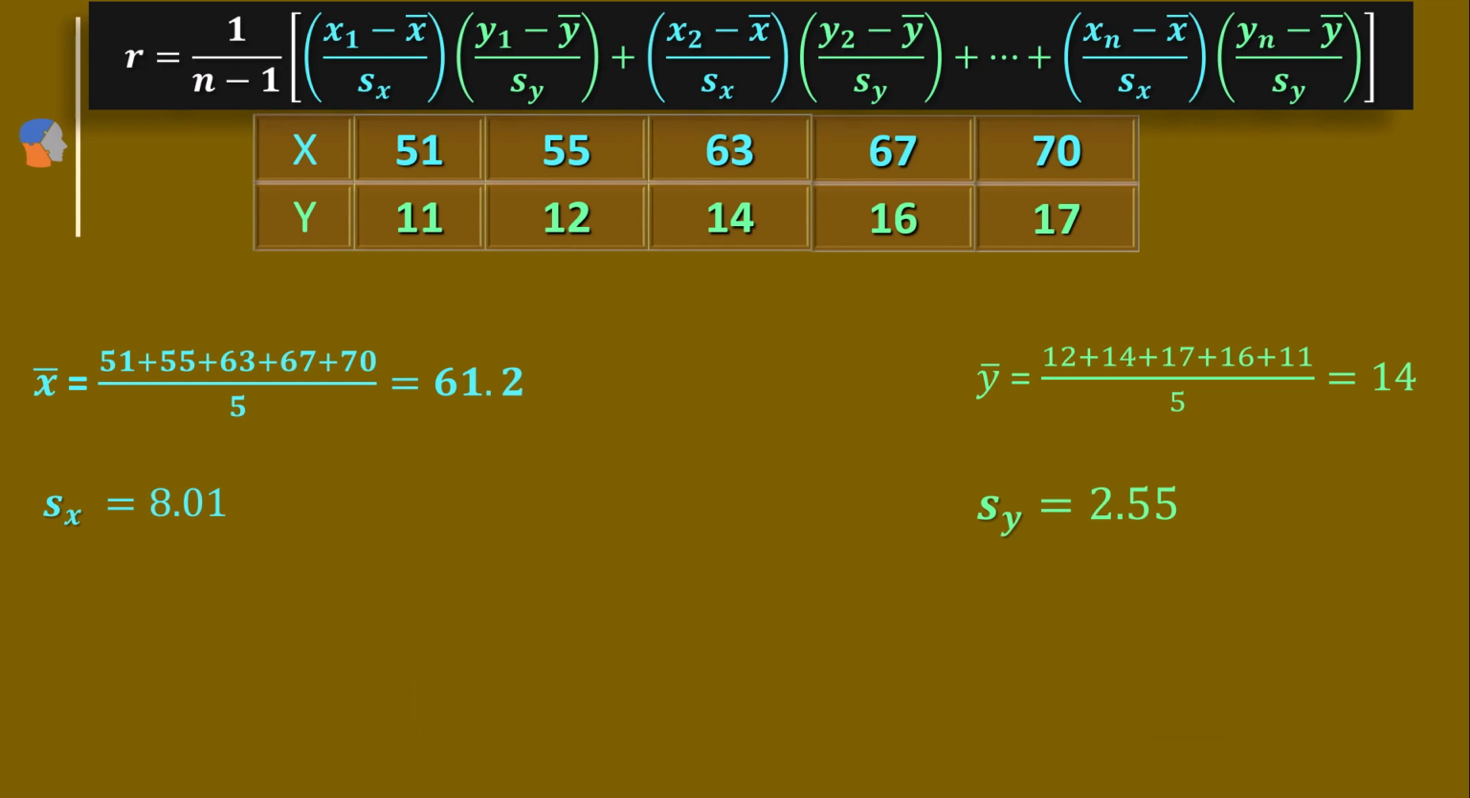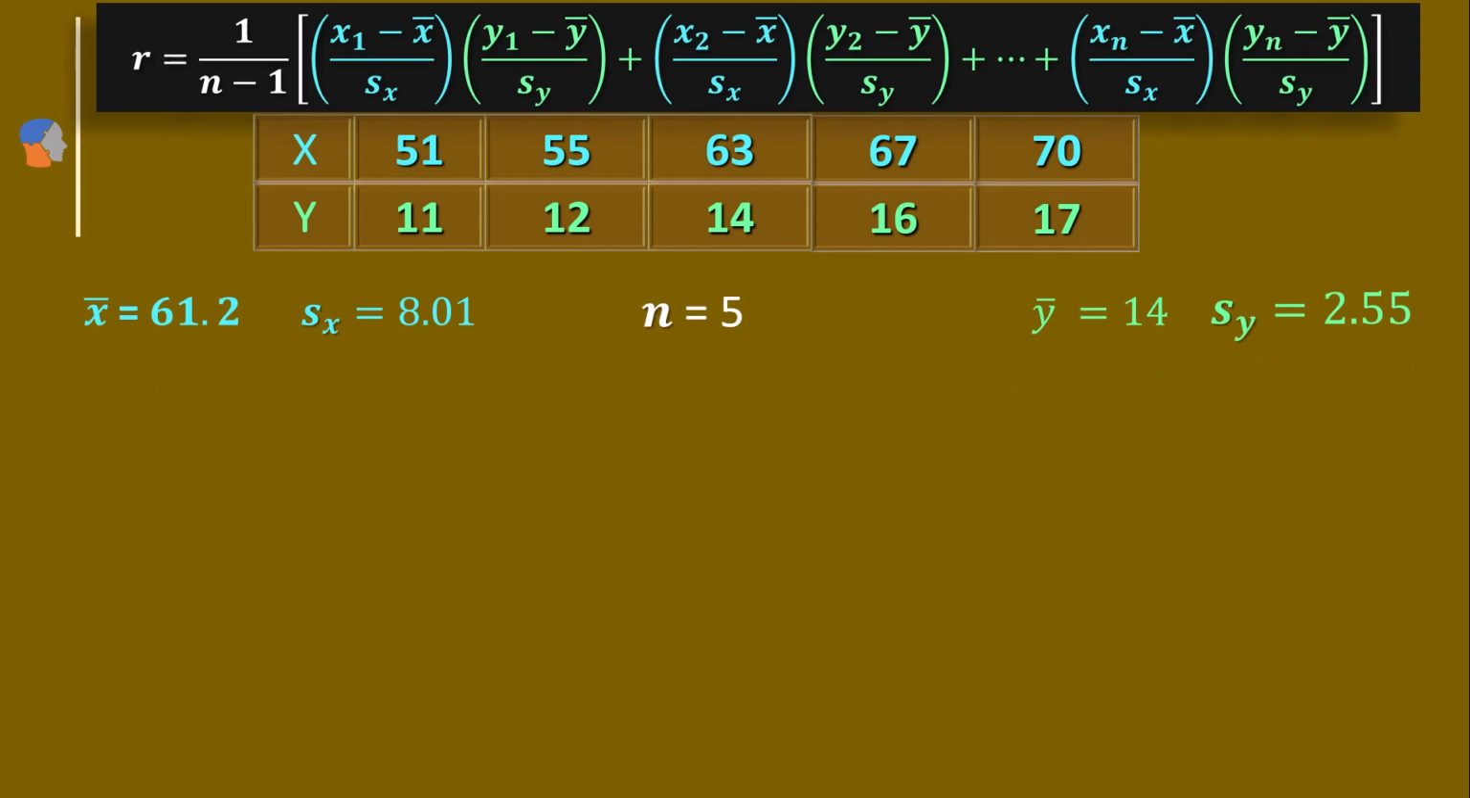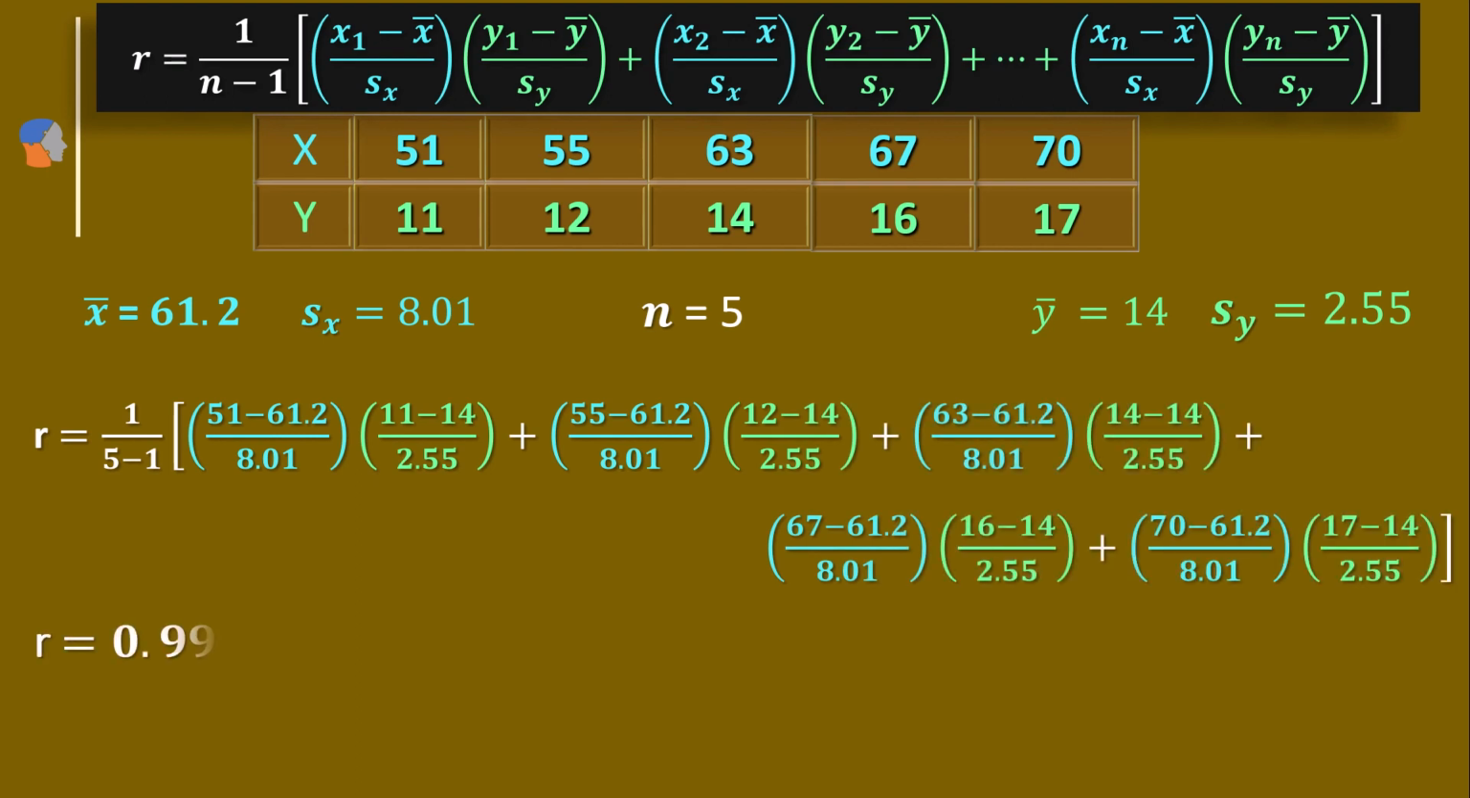We can use x values for sx and y values for sy. Then what do we need? We need n. n is the number of points. How many points? 5 points. Now we can plug these numbers into the formula, then simplify. r is 0.991. What is the meaning of this? This is a positive relationship. Why? Because r is positive. Therefore, x and y have a positive linear relationship. And this is very close to 1. It is 0.991, which is very close to 1. That means this relationship is very strong.